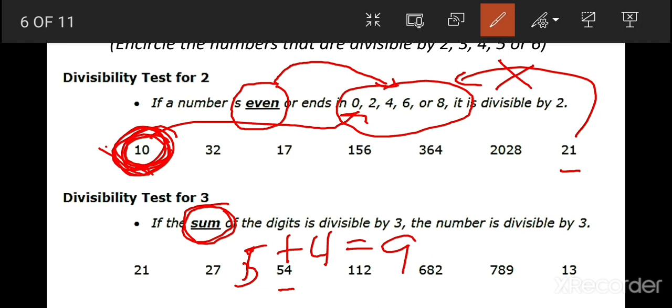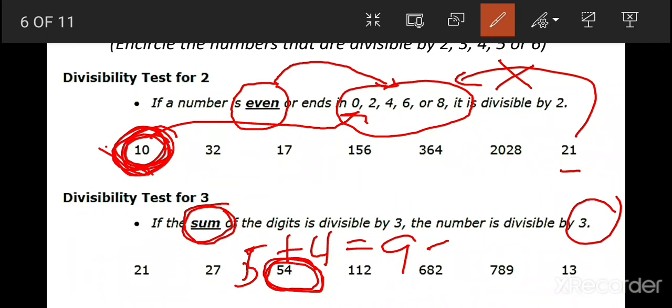That's how I do it. I don't know how you do it, but that's how I do it, using skip counting. Okay, let's do skip counting. 3, 6, what comes next? 9. So therefore, 9 is divisible by 3. So I have to encircle 54.